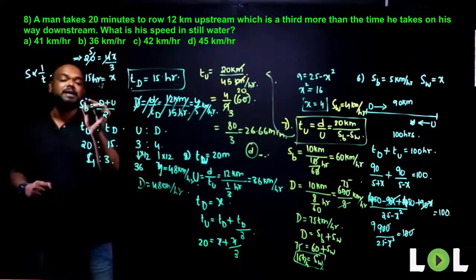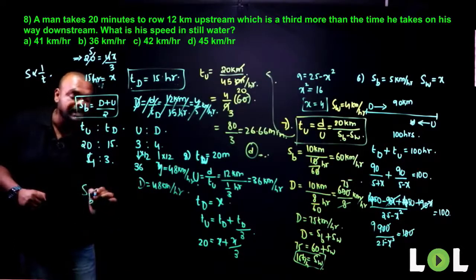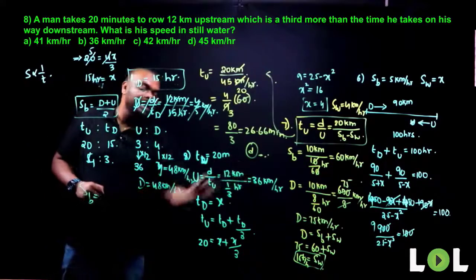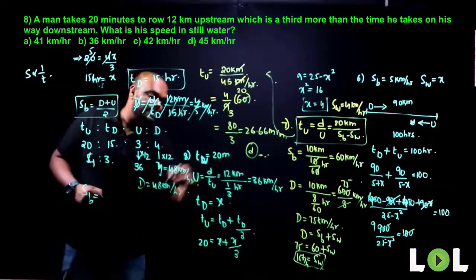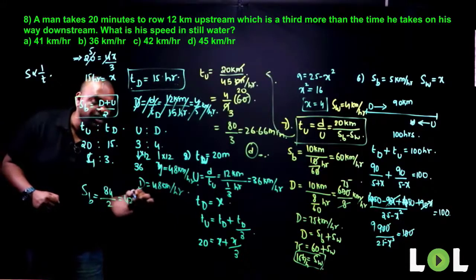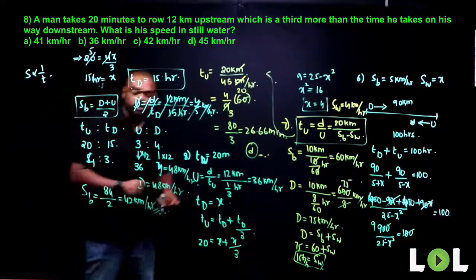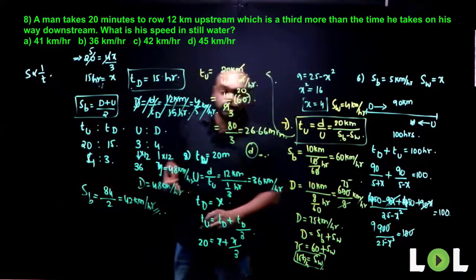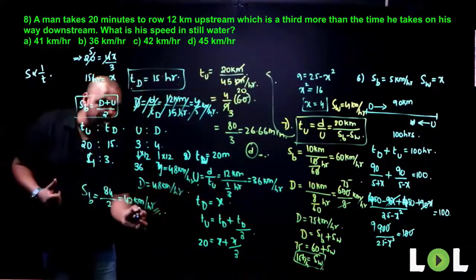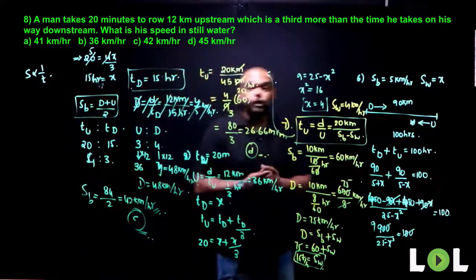We need SB value, that is (D plus U) by 2. So SB, D value 48, U value 36. 48 plus 36 will be 84 divided by 2. That will be 42 kilometer per hour. Do we have the option? It must be. Do we have option C? Actually, that should be my answer. I know, yet again a complicated question.